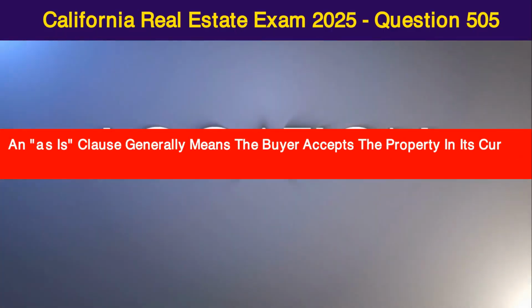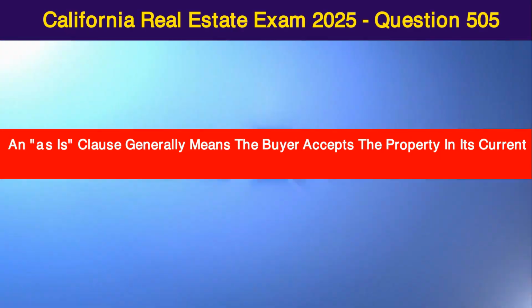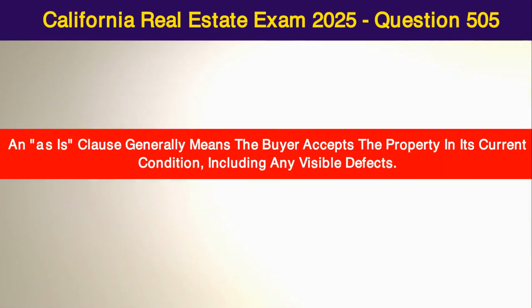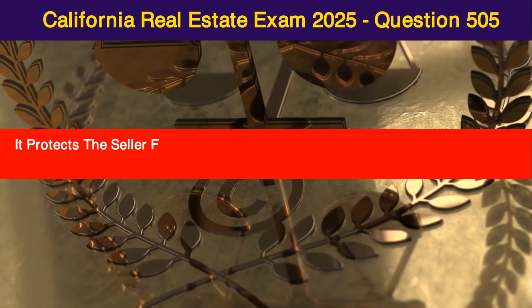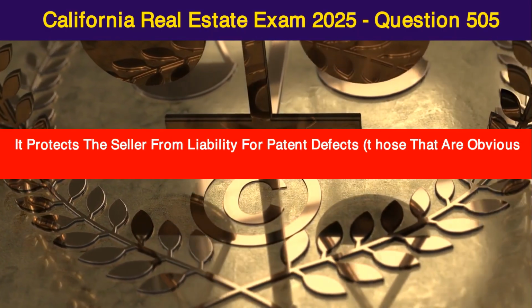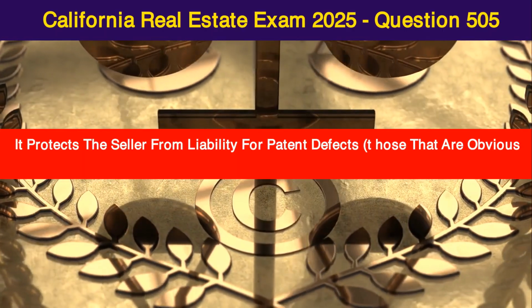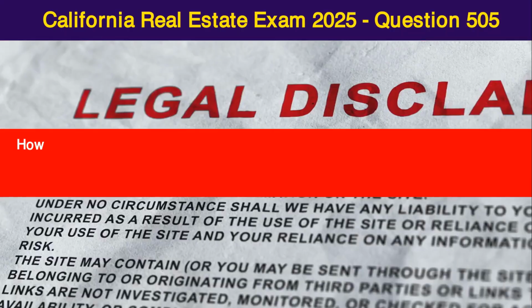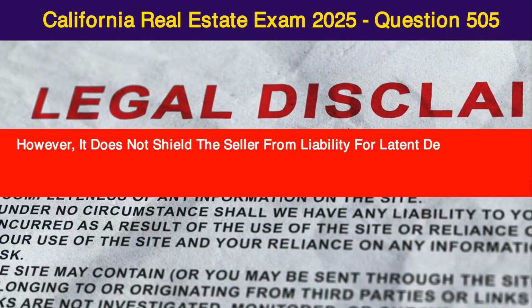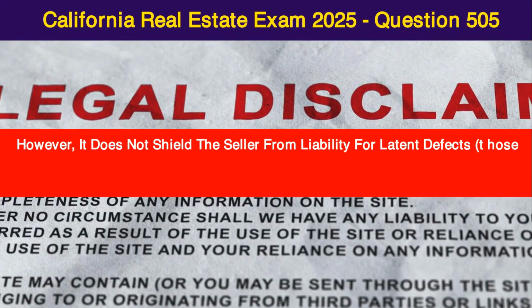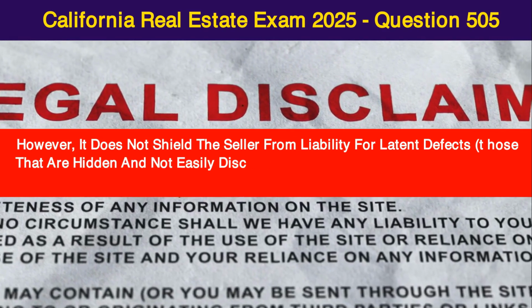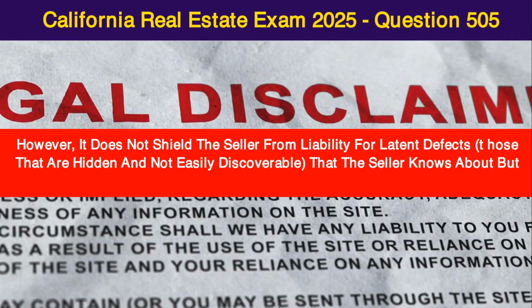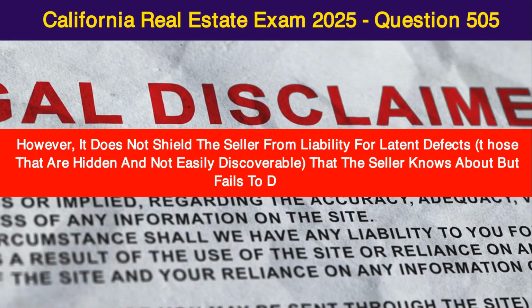An as-is clause generally means the buyer accepts the property in its current condition, including any visible defects. It protects the seller from liability for patent defects, those that are obvious upon reasonable inspection. However, it does not shield the seller from liability for latent defects, those that are hidden and not easily discoverable, that the seller knows about but fails to disclose.